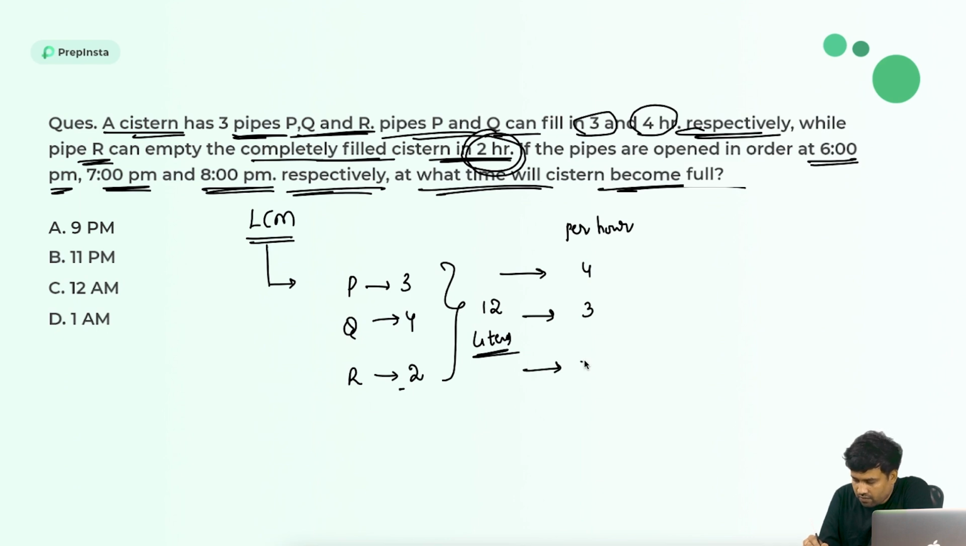And pipe R will empty 6 liters. Why? Because 2 hours the tank will be empty, means per hour 6 liters it will get emptied, right? So this is the process. But they are not working together at a time. They are working on different time slots.